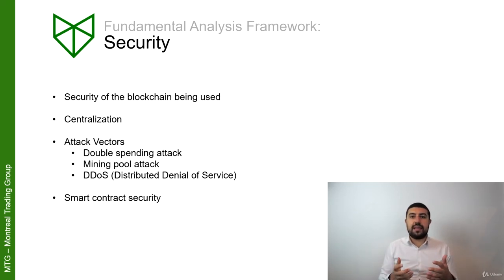So some currencies that have no fees, somebody might be spamming the network with transactions to block or deny the service for other users. So is that possible, or is there something in the protocol to make sure that this doesn't happen? If it's a smart contract, is it secure?